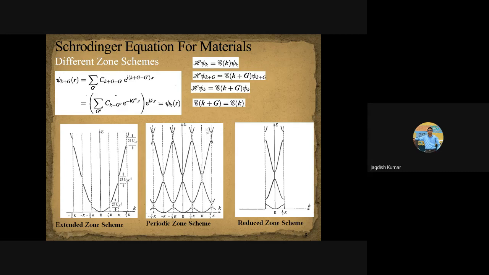The whole basis of this zone scheme is this basic property, and this is a very fundamental property. So is this clear? Are you okay with this periodic zone scheme? What is the periodic zone scheme and how does it come? What is the fundamental basis behind the periodic zone scheme? Is there any question from this part? Any question?